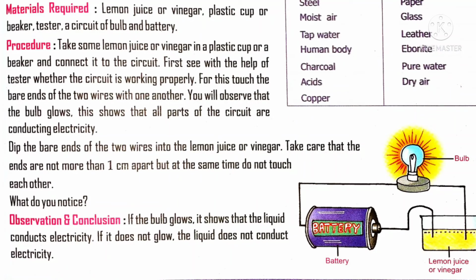If the bulb does not glow, it shows that the liquid is a bad conductor of electricity. Maybe the liquid is sugar solution or distilled water, because these solutions don't have ions, so they don't conduct electricity. That is why the bulb does not glow. Do you know why the bulb glows in vinegar solution? Because the vinegar solution has ions, hydrogen ions and some basic radical and acidic radical. That means positively charged particles and negatively charged particles are present in the solution. That is the reason the bulb glows.